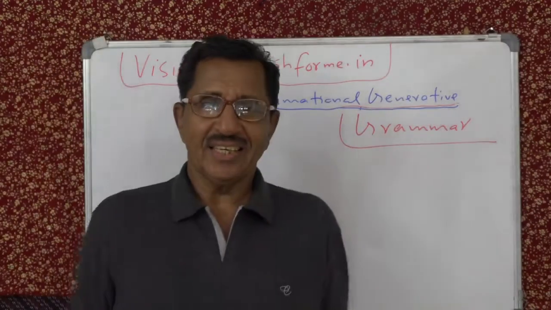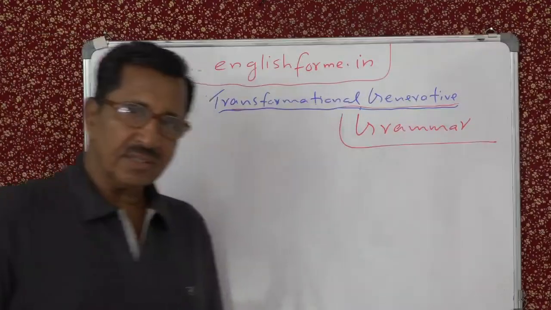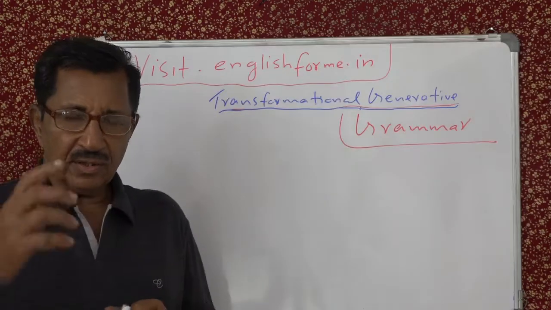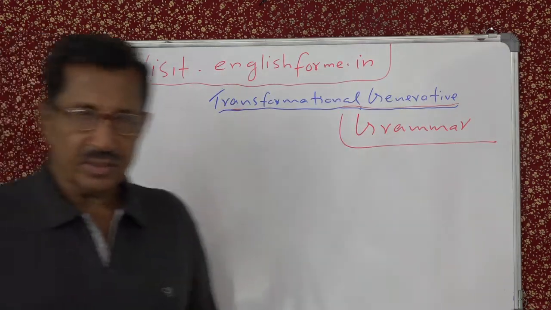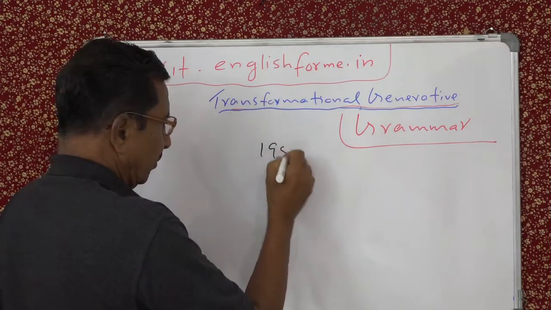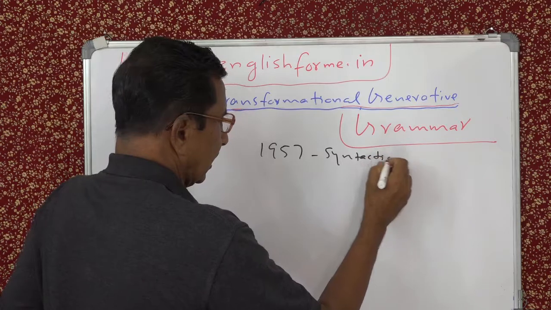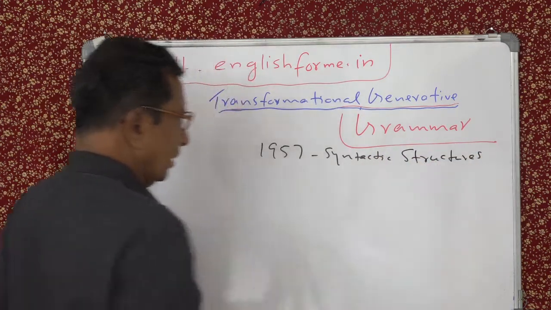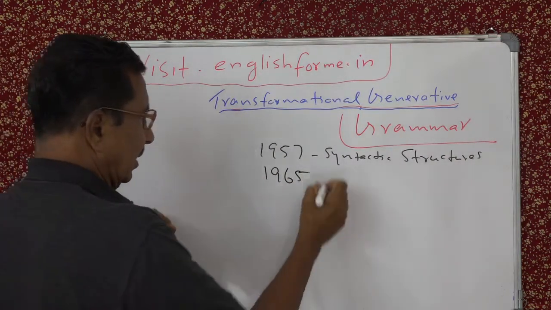Hello friends. So once again we are back with our transformational generative grammar. Now this was introduced in 1957 by Noam Chomsky through his Syntactic Structures, and there we saw the components.